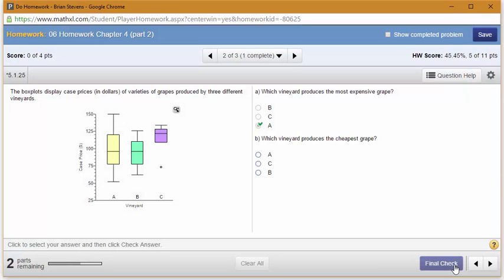Which vineyard produced the cheapest grapes? And once again, that's Vineyard A, which has a lot of variation.